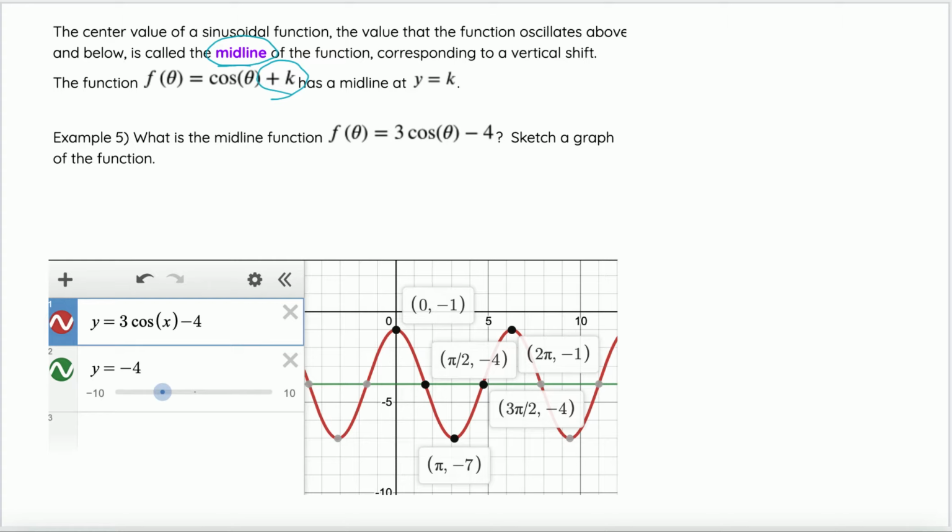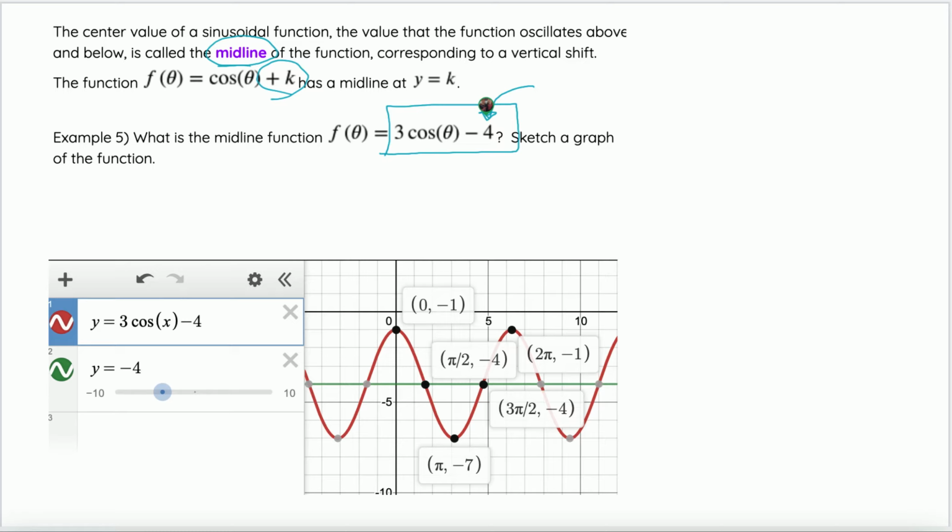Noticing here at this next graph, we've got f of theta is equal to 3 times cosine of theta minus 4. Sketch the graph of this function. I know that my function is going to oscillate between 3 above and 3 below the midline, and my midline is found at negative 4.